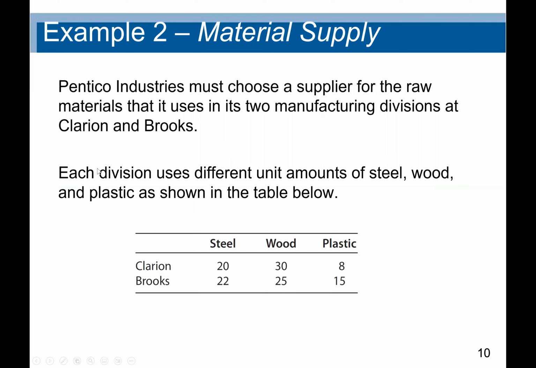So let's see an example here. Here we have Pentacle Industries, and they must choose a supplier for raw materials that it uses in its 2 manufacturing divisions at Clarion and Brooks. Now, each division uses different units, amounts of steel, wood, and plastic, as shown in the table below. So we have the steel, wood, plastic, and Clarion, and also Brooks.